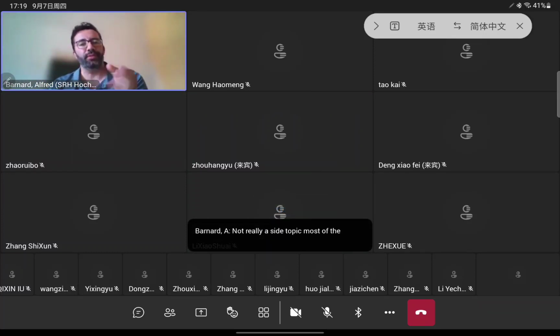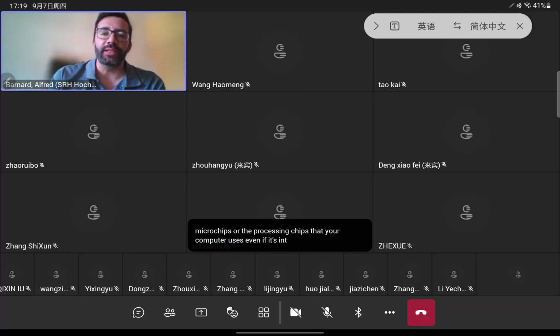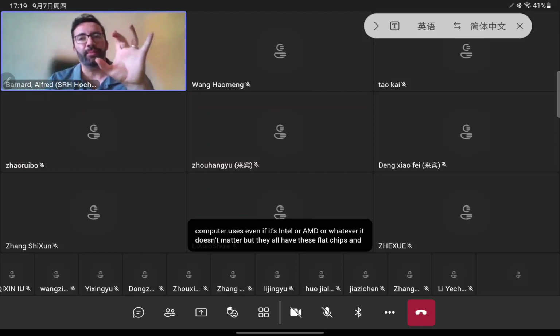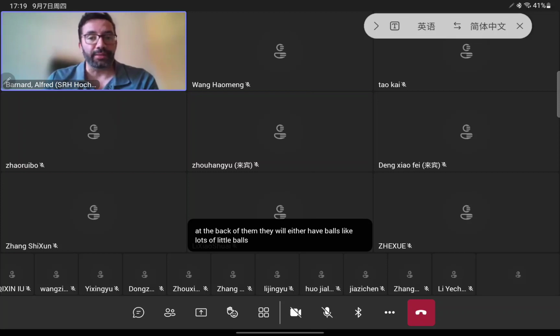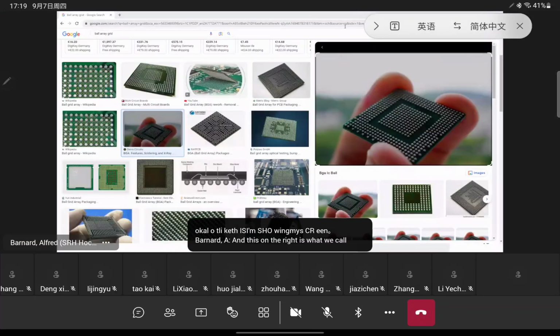Most of the microchips or the processing chips that your computer uses, if it's Intel or AMD or whatever, it doesn't matter, they all have these flat chips, and at the back of them, they will either have lots of little balls, or lots of little pins. And they look a lot like this. I'm showing my screen. And this on the right is what we call a ball grid array.